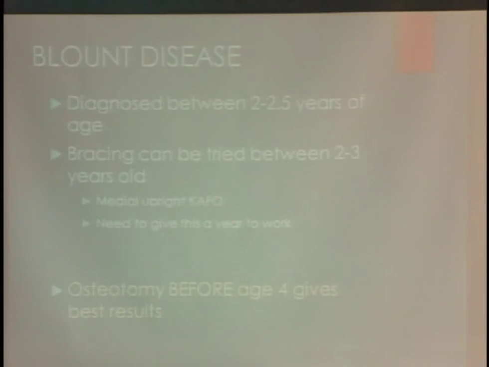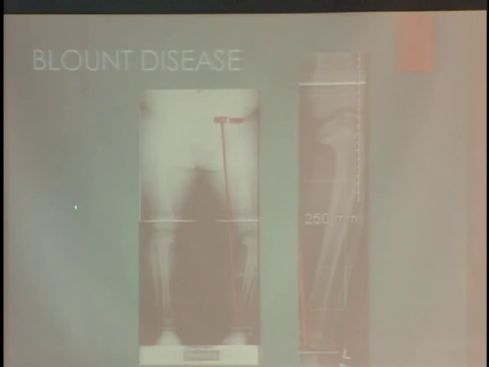So here's an example of that same kid, and I keep hitting this instead of the green button. But here's their mechanical axis. Don't worry about this measurement here. We're just drawing that line, and you can see, again, that falls outside of the knee joint, where if you drew that same line on his right leg, it would fall relatively through the middle of the knee joint.